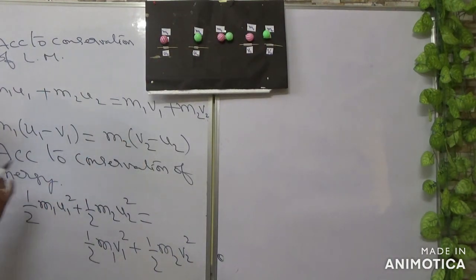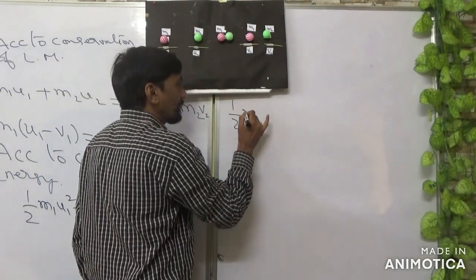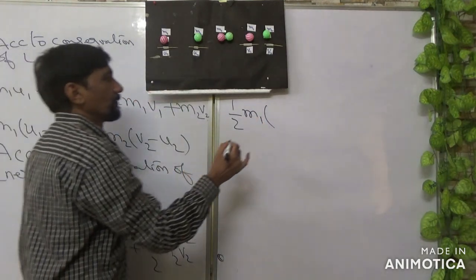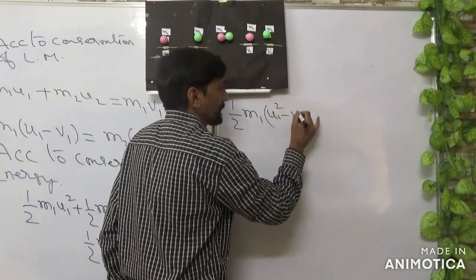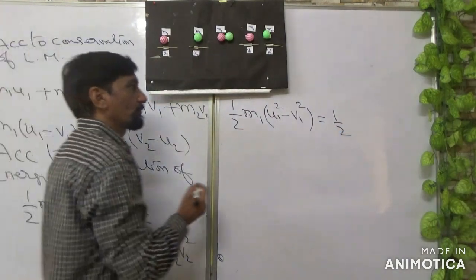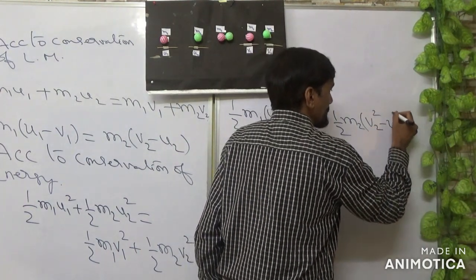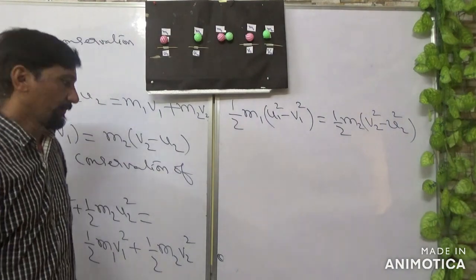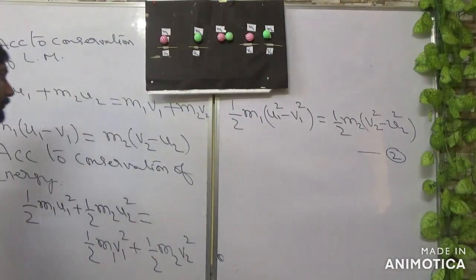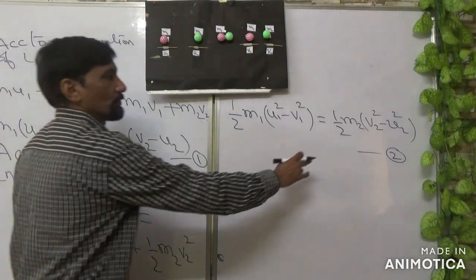So you can bring m1 terms to one side. Thereby you get half m1 of u1 square minus v1 square equal to half m2 of v2 square minus u2 square. Take this as equation 2. Say this is equation 1, the other one is 2.